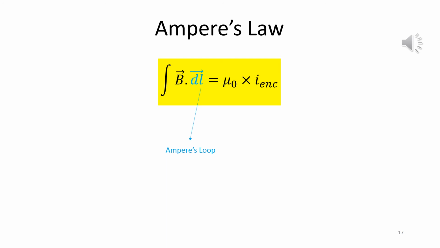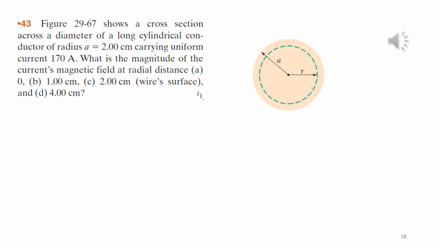Now, Ampere's law is also used to find the magnetic field induced by a current enclosed by Ampere's loop. Ampere's loop is usually a circle or a rectangle. In this problem, they are asking you to find the magnetic field induced by the current inside and then on and then outside the wire surface.